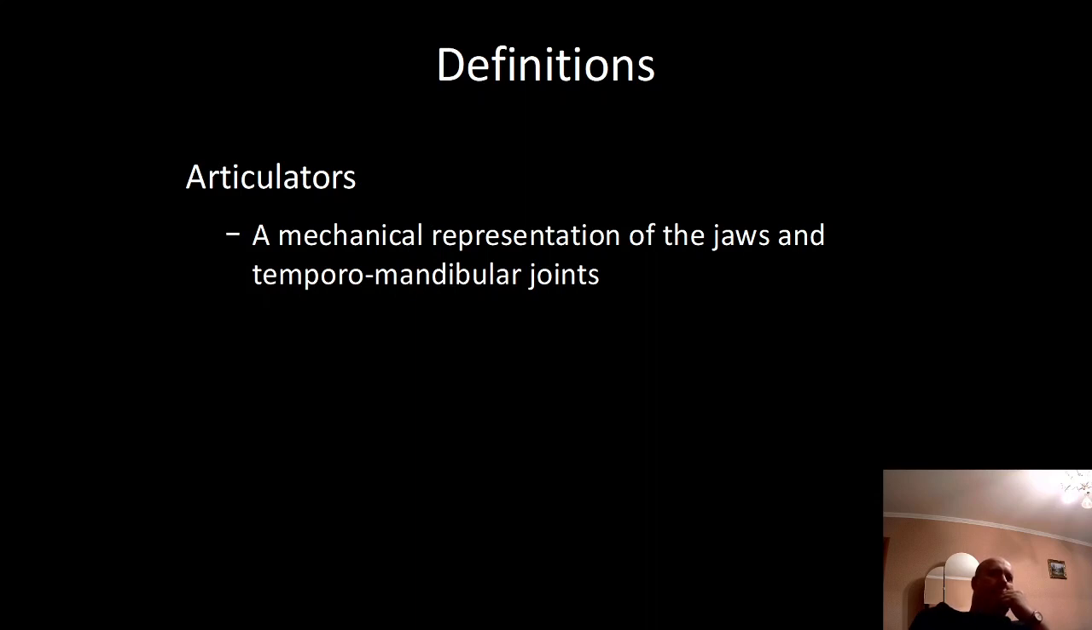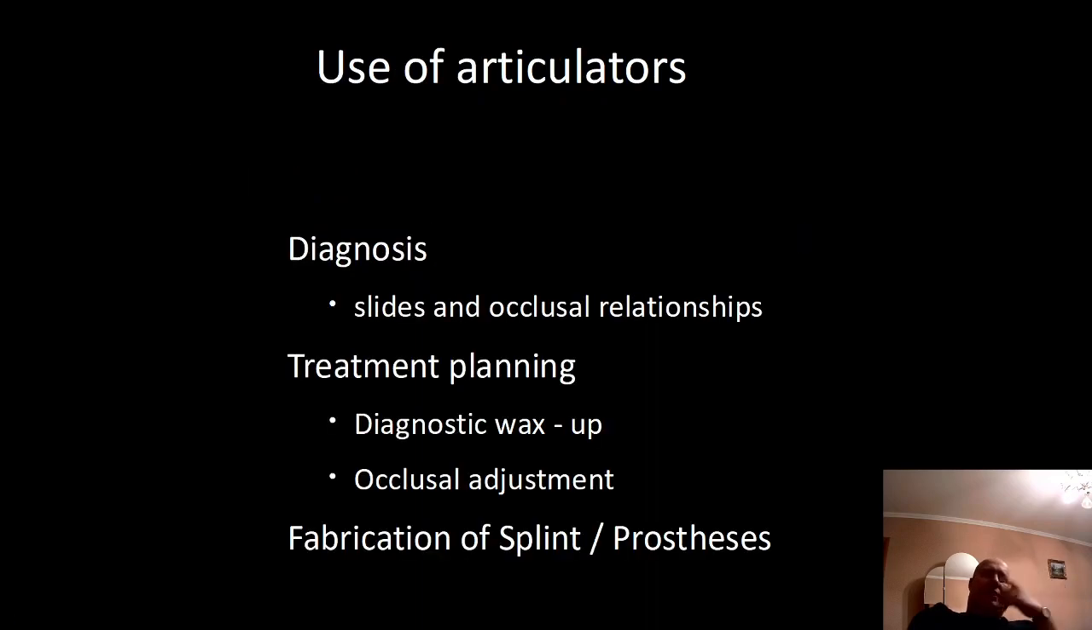Articulators. An articulator is a mechanical representation of the jaws and temporomandibular joint movement, so-called. When do you use them? You will use them for diagnosis, slides and occlusal relationships, for treatment planning, diagnostic wax-up, occlusal adjustment, and fabrication of splint prostheses.